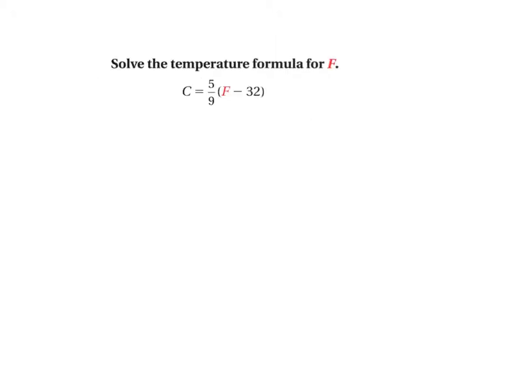Let's look at this last problem. We want to solve for F, or for Fahrenheit. How are we going to go about doing that? Well, the first thing I would do is multiply through by 9. This will eliminate the fraction and make things a little easier to deal with. Go ahead and pause the movie, copy the equation, and multiply through by 9.